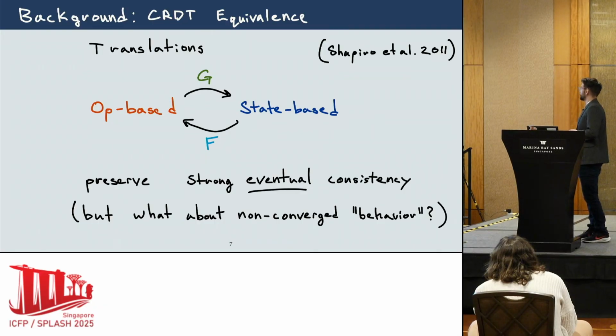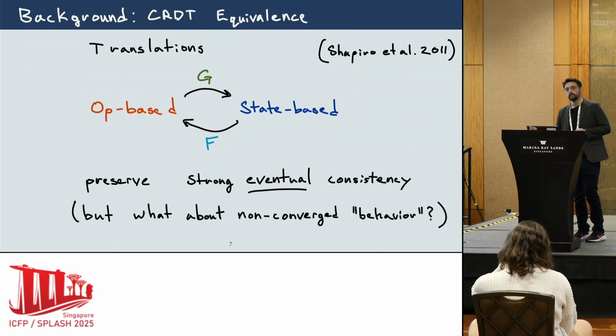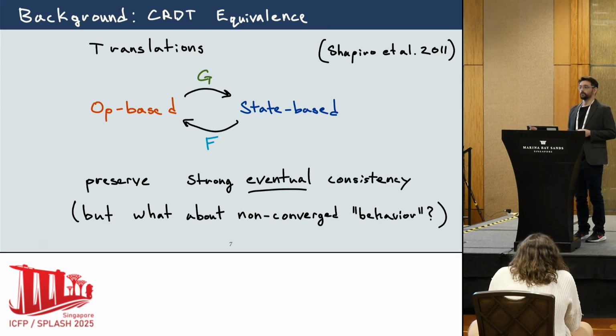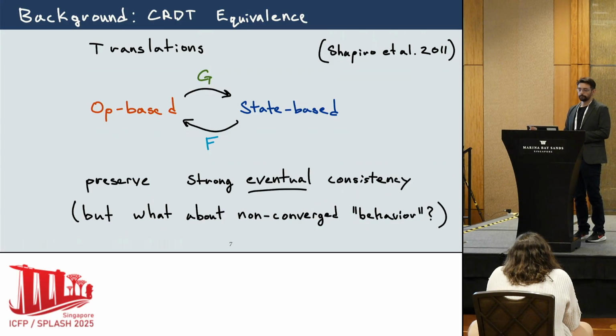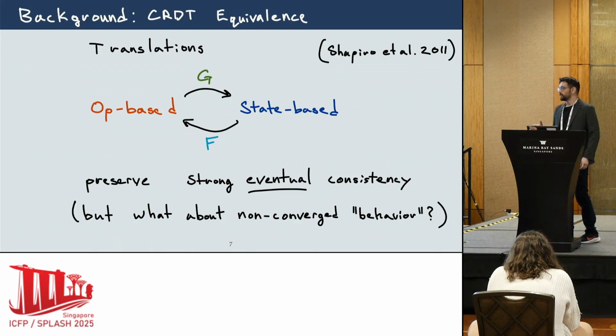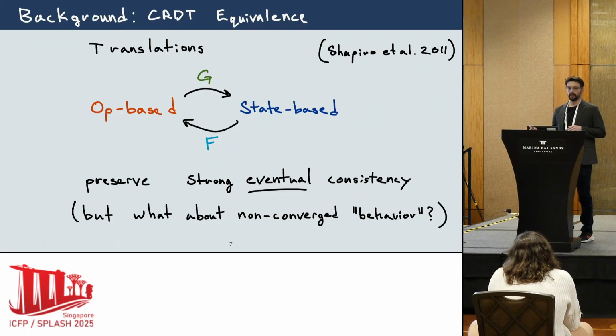What Shapiro showed in his paper was that these translations preserve strong eventual consistency. So if you take your original CRDT and translate it into the other kind, then the result still exhibits strong eventual consistency, meaning that when updates at replicas cease, and then the replicas are allowed to communicate with each other, they will eventually converge to the same state. But we were curious about non-converged behavior, because in a lot of distributed systems, you don't actually stop local updates, right? You allow clients to be always providing updates.